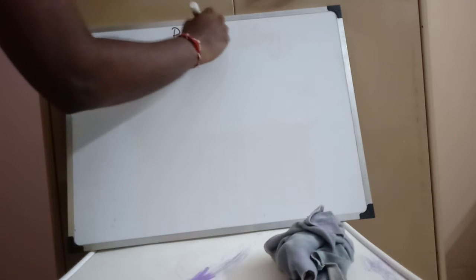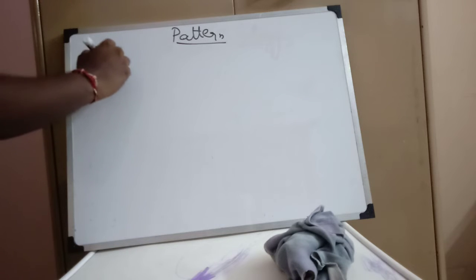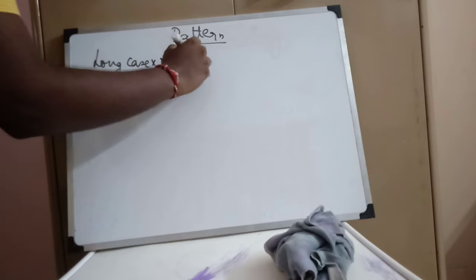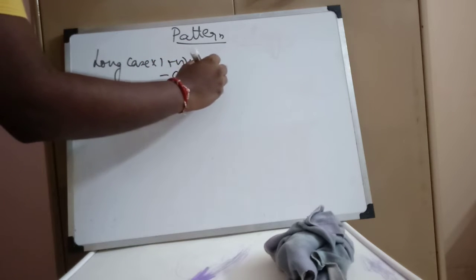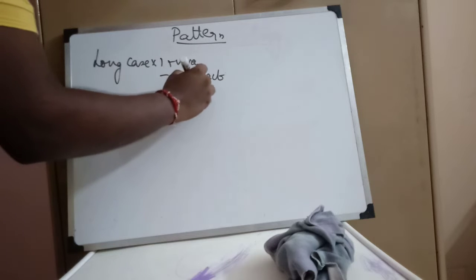So first we will deal with what is going to be our university pattern. Our university pattern is going to contain a long case, 1, plus the viva for the long case. The long case is going to be cataract. It is going to be cataract for everyone. The cataract may be combined with pseudophakia, and rarely a corneal ulcer may also be kept.